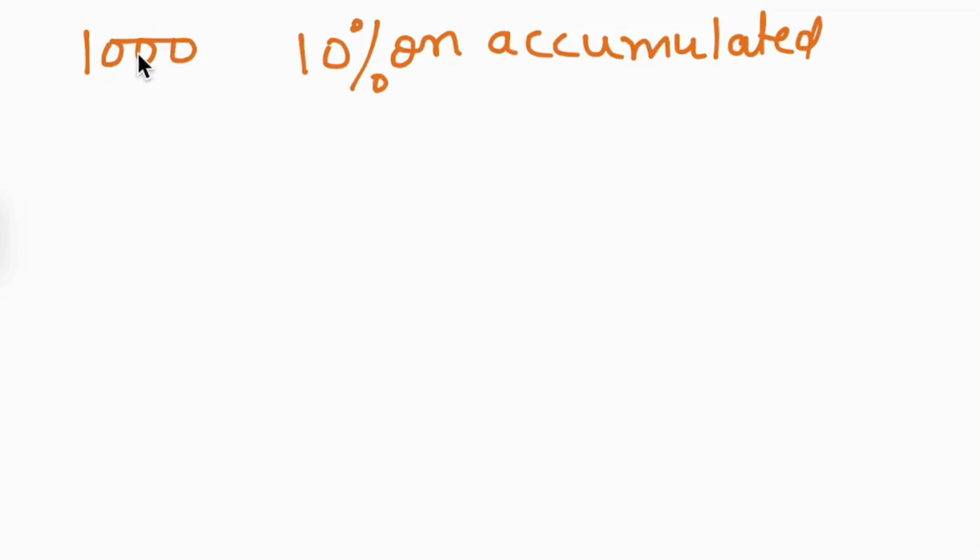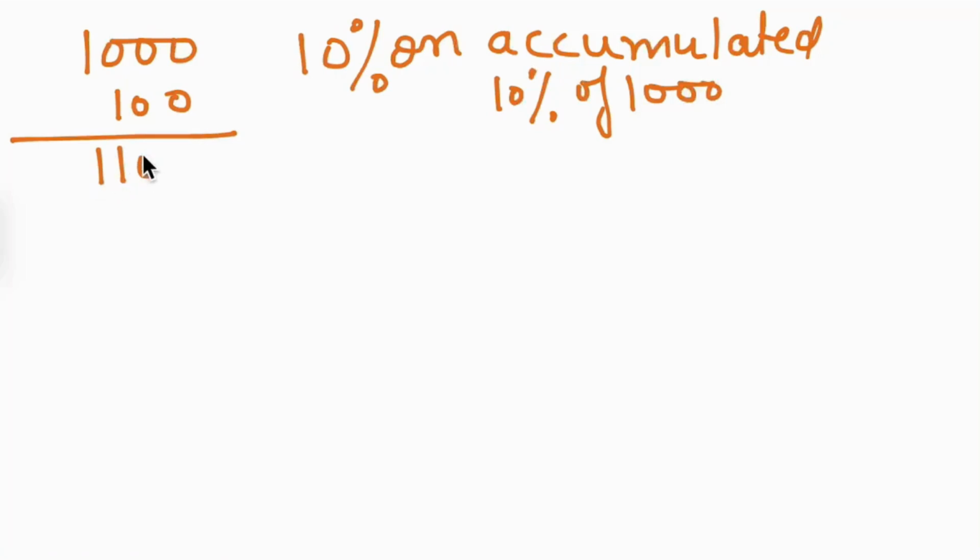So 10%, let's say, on the accumulated amount. This is the initial amount, the beginning amount. After 1 year, 10% will be added to it. So what is 10% of 1000? 10% of 1000 is 100. So the bank will give you $100 as interest, and after 1 year you will have 1100. Now this 100 is not fixed, right? If it is fixed that every month you are going to get $100, then it is a linear situation.